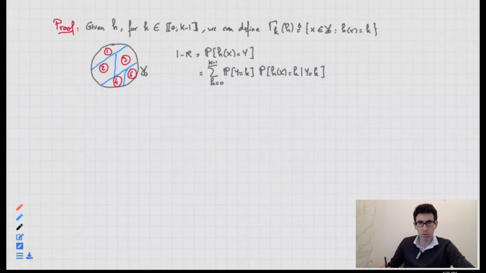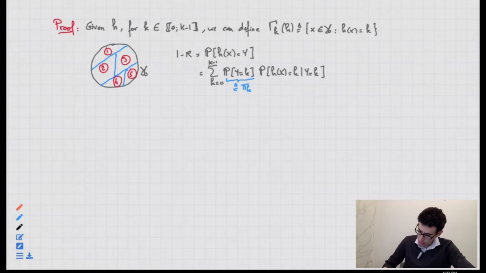I'm just using the law of total probability. Now, if you remember correctly, this p of y equal k, this is what I call pi k, according to my terminology. This is the a priori probability of your label. And then the probability that h of x is equal to k given y equal k, I didn't give a specific name. Eta k is probability of y given x, here is probability of x given y, so I have to be a little bit careful.